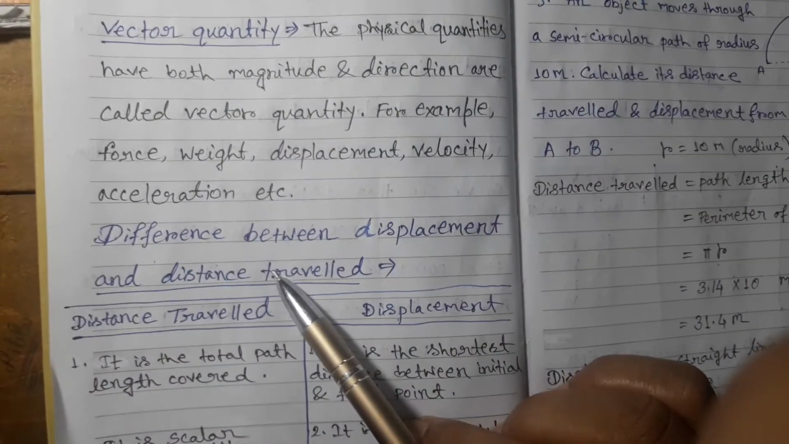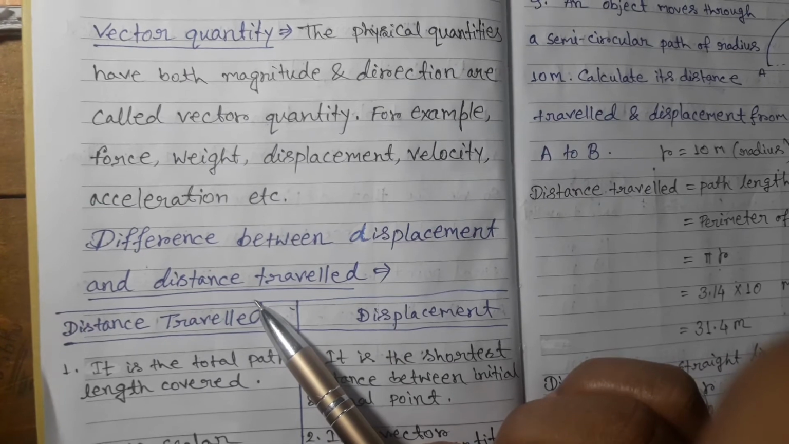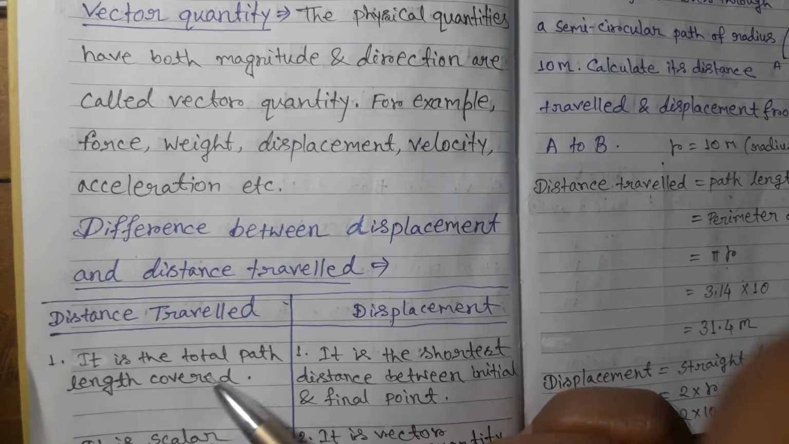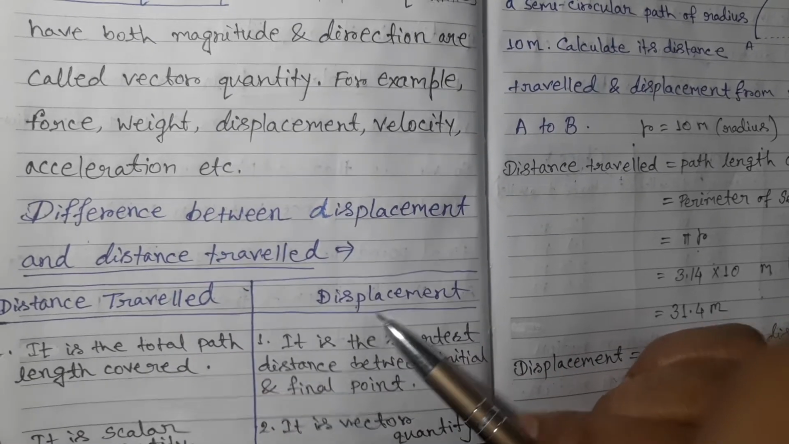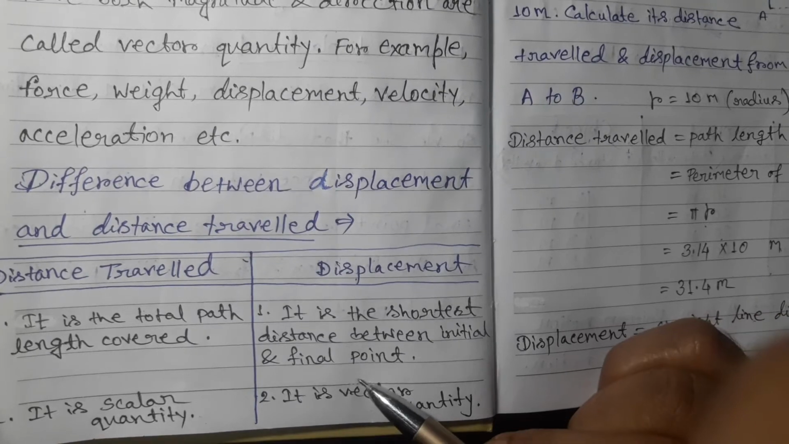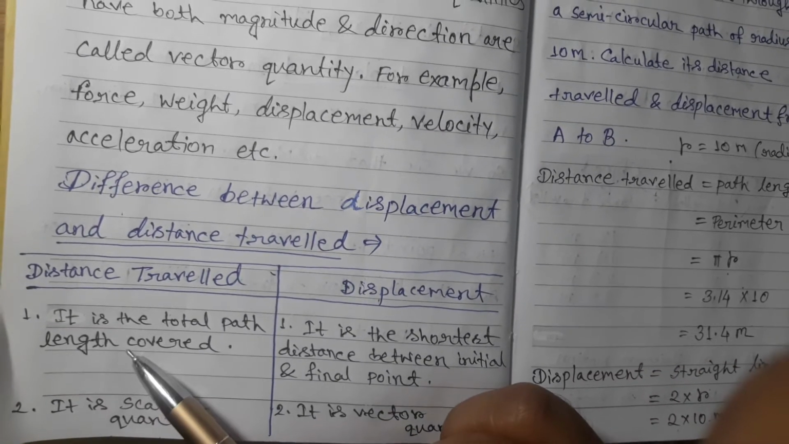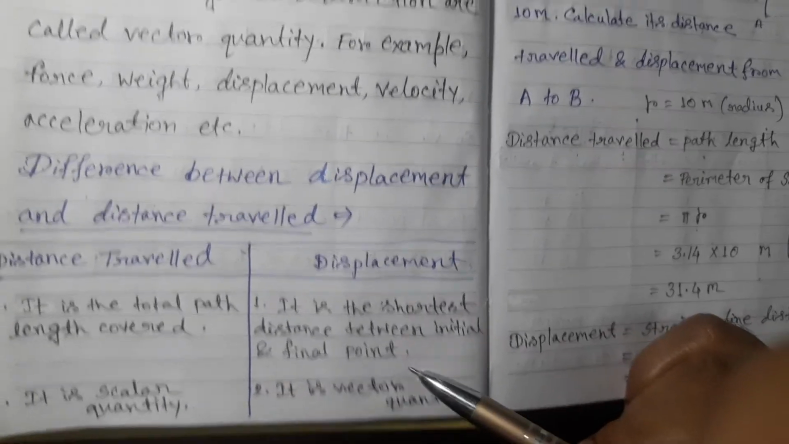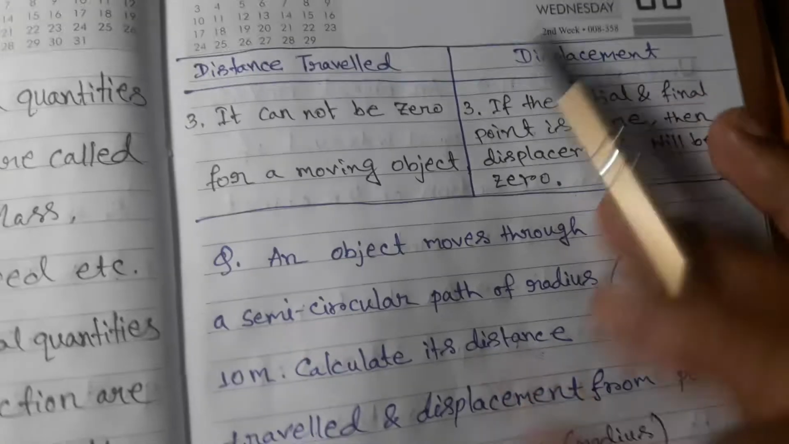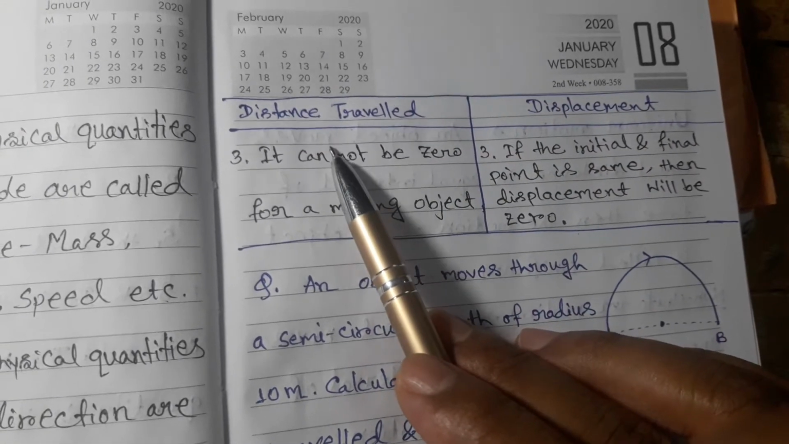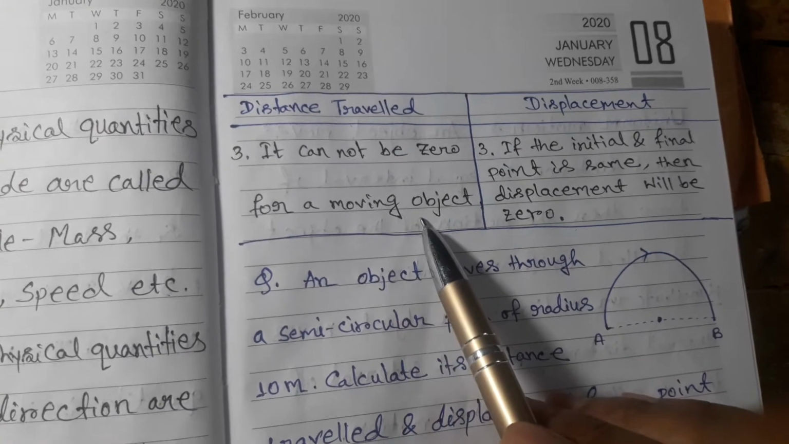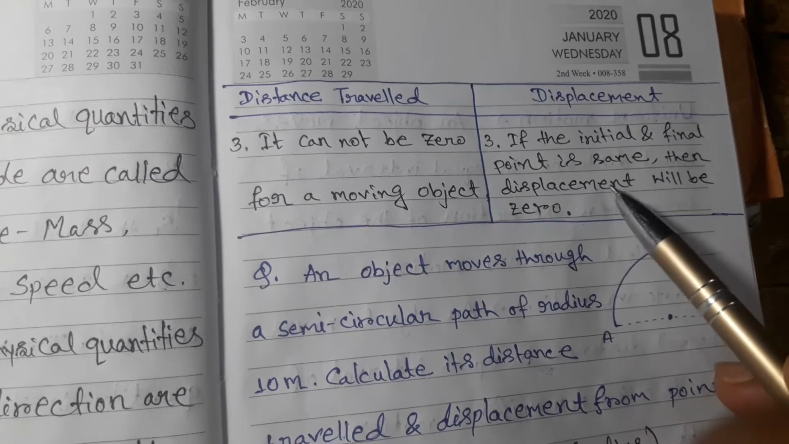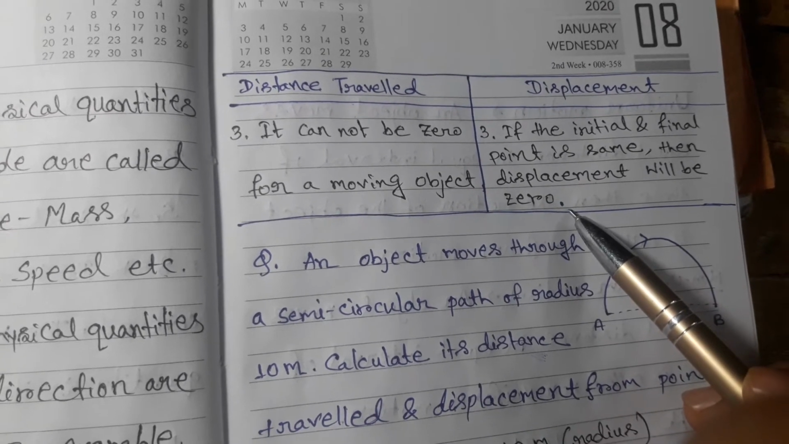Next topic, difference between displacement and distance traveled. First point, distance traveled is the total path length covered, whereas displacement is the shortest distance between initial point and final point. Second, distance traveled is a scalar quantity, whereas displacement is a vector quantity. Third point, distance traveled cannot be zero for a moving object, whereas if the initial and the final point are the same, then the displacement will be 0 for a moving object.